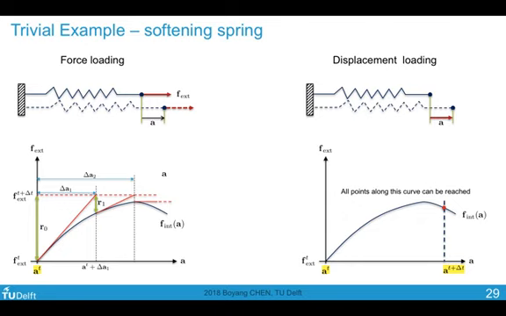So this solution is already at the downward part of the equilibrium path. So there is no problem finding this point. And comparatively, this is why, through this trivial example, displacement loading is able to trace the downward path of the equilibrium position beyond the limit point.